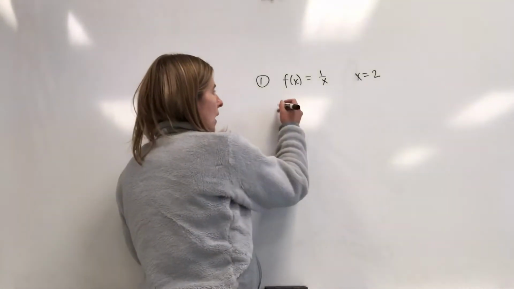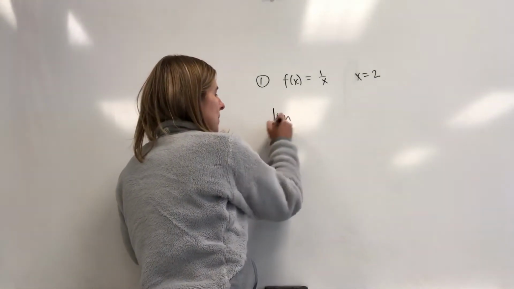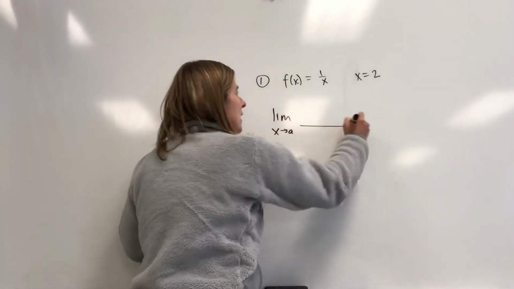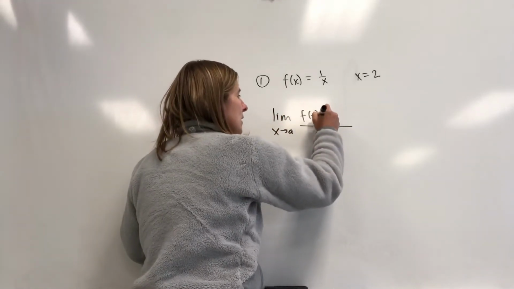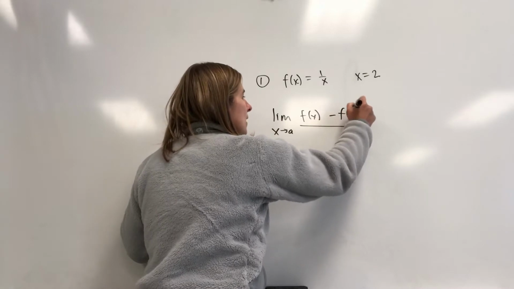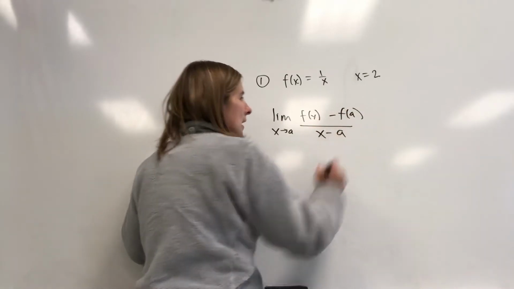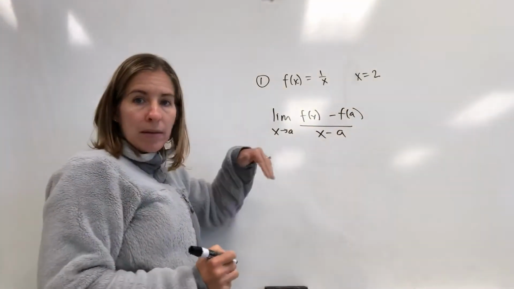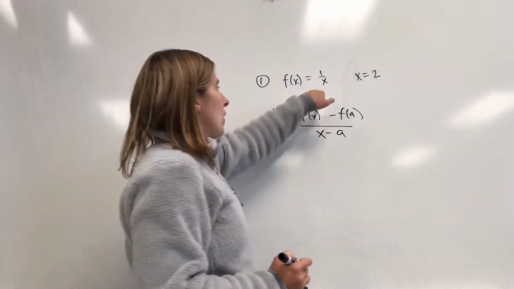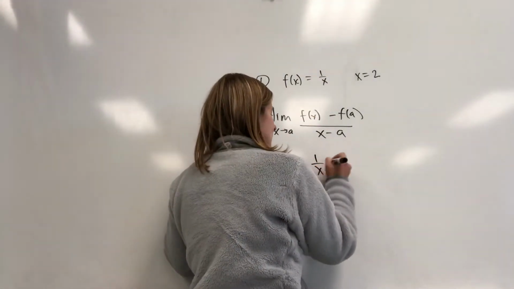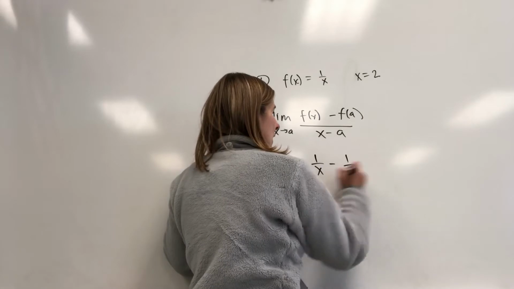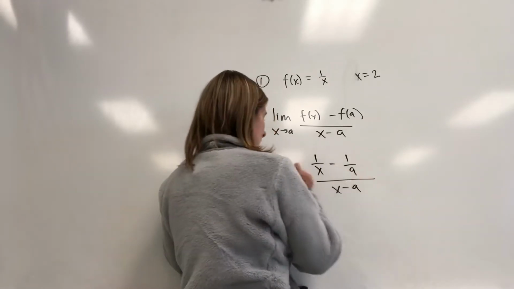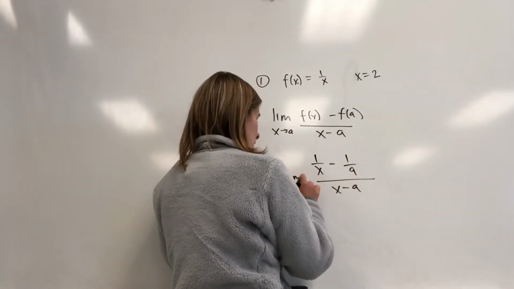Okay, so the other definition is you're taking a limit as x approaches a of f of x minus f of a over x minus a. So let's plug this one in. So f of x is 1 over x, f of a is 1 over a, all over x minus a, and we're taking this limit as x approaches a.